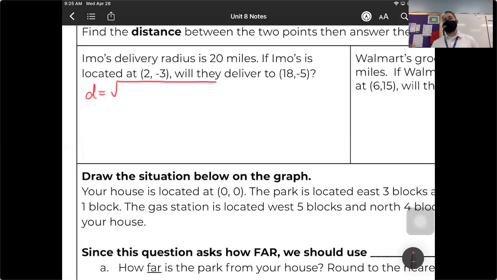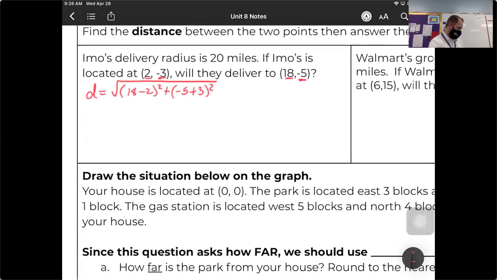Since they give you the ordered pairs and not the graph, we have to use the distance formula. We're going to do the difference of the x's. So we're going to do 18 minus 2 squared. Then we're going to do the difference of the y's. -5 minus -3 turns into plus 3, squared. When we do 18 minus 2 first, that is 16, but then you'll have to square that. And -5 plus 3 is -2. We'll have to square that.